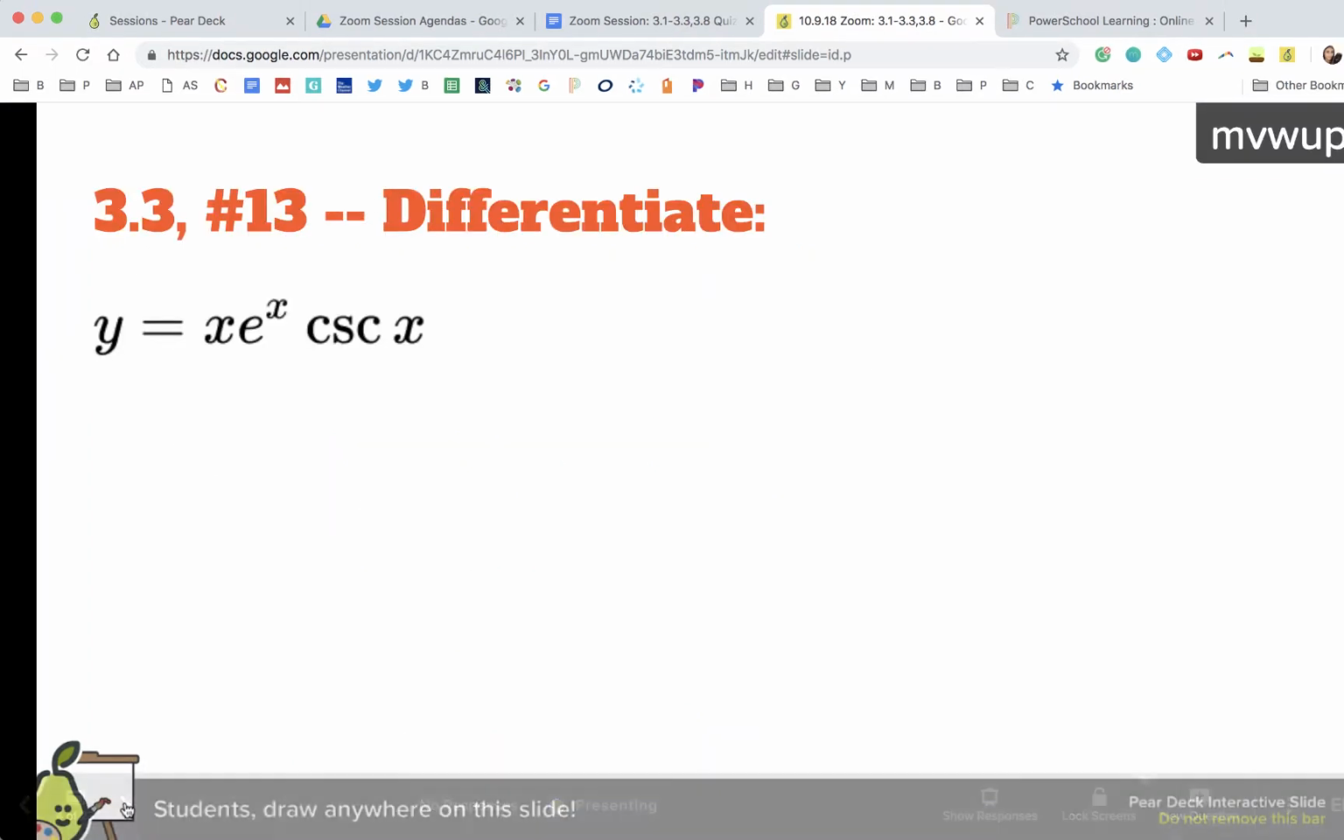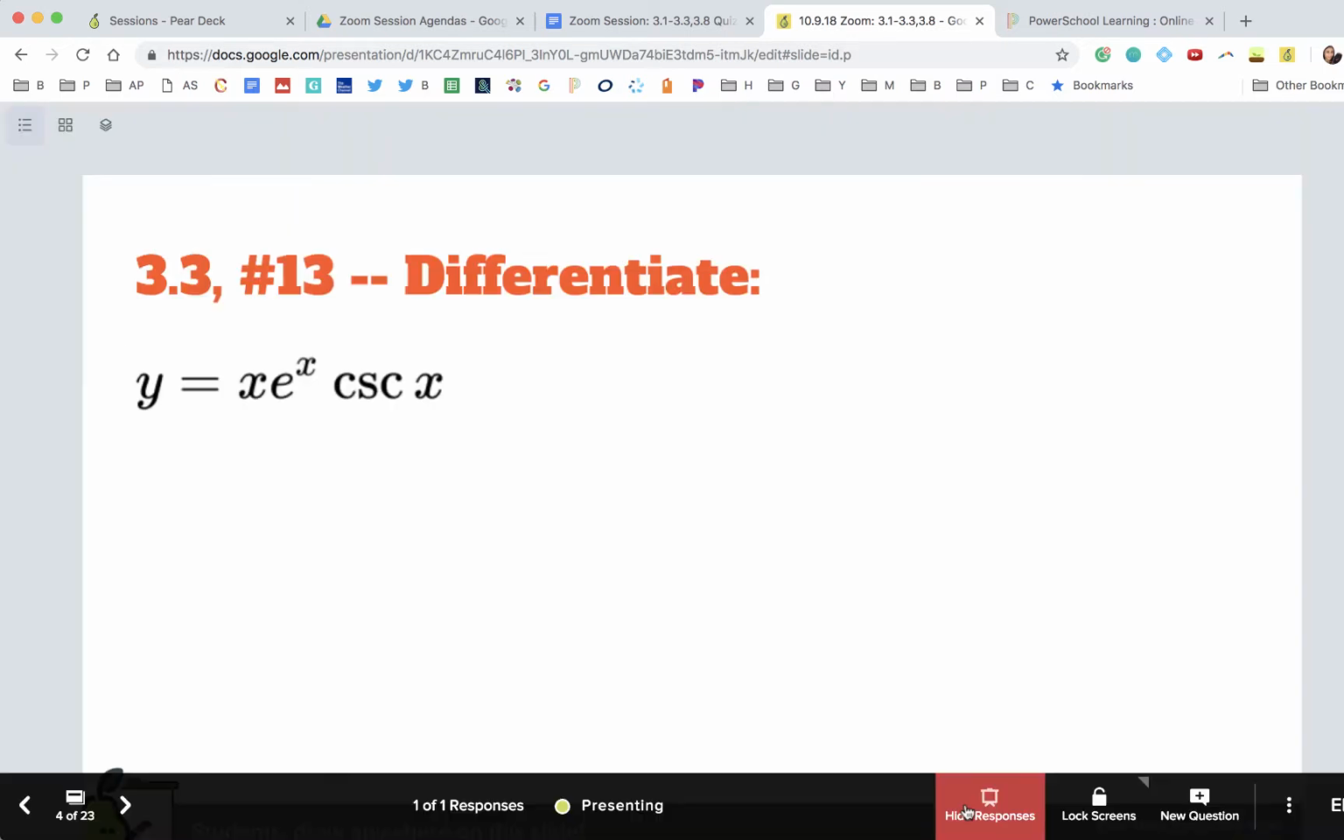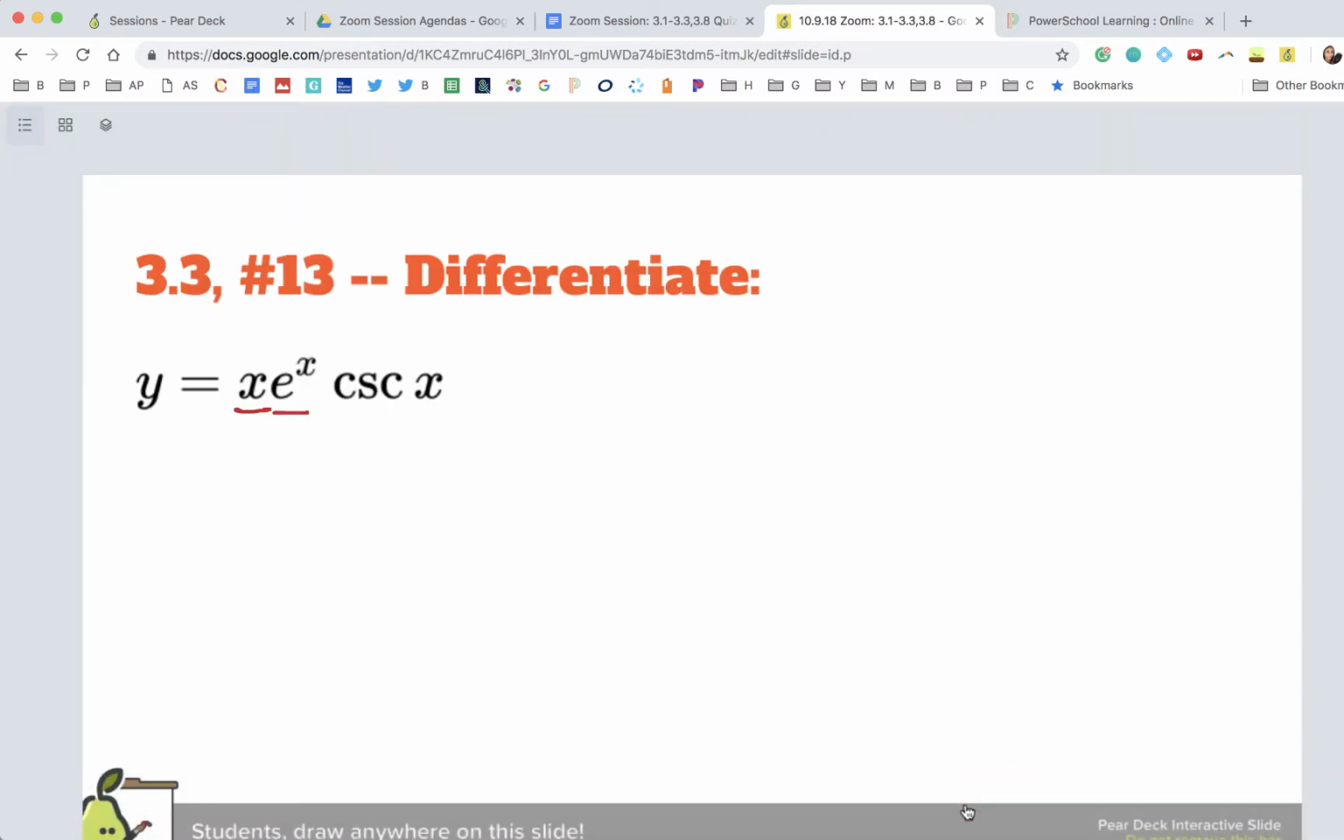So we need to make sure we know how to do this. This is one that a lot of people missed on their homework. So this is x times e to the x times cosecant of x. And so note, these are three things being multiplied together. So there's two ways to approach this problem.